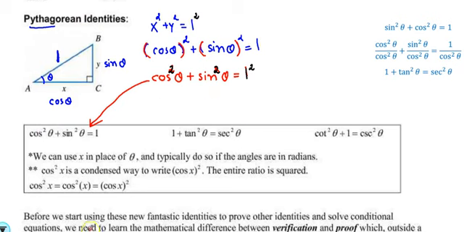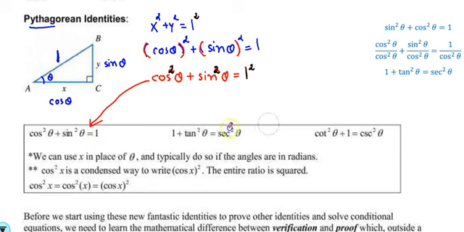Again, another common misunderstanding. Students say cosine to the fourth plus sine to the fourth is 1, which is not true, because this is only true if the power is a square, because the Pythagorean rule is x squared plus y squared equals z squared. So be very careful about how we write it.